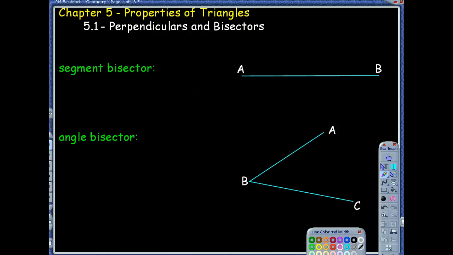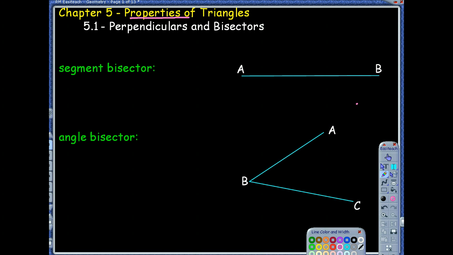Chapter 5. We are going to talk more about triangles. I've already mentioned this before. You're gonna know more about triangles than you've ever cared to know before. There's just so many amazing things about them. So last chapter, we just took a test over proving congruent triangles. Now our focus is on some properties of them.